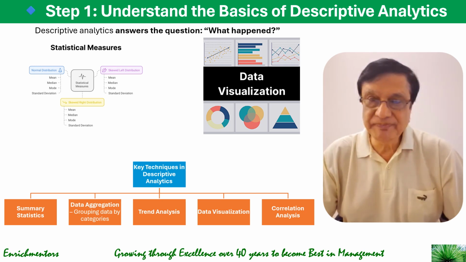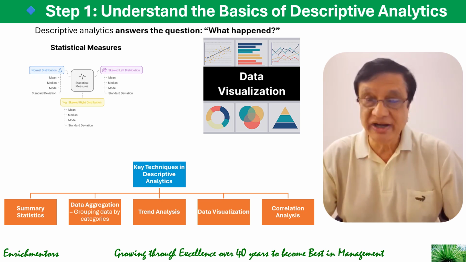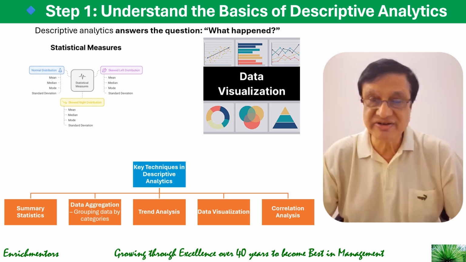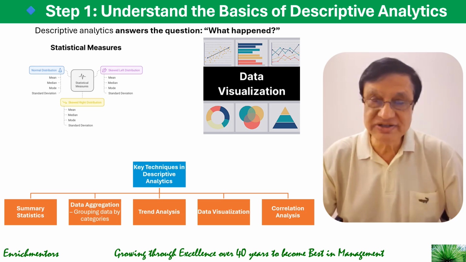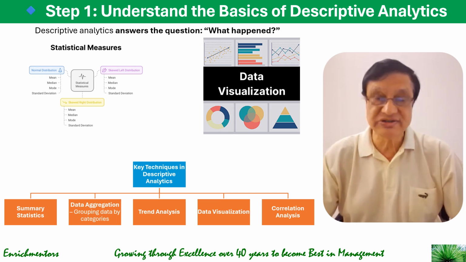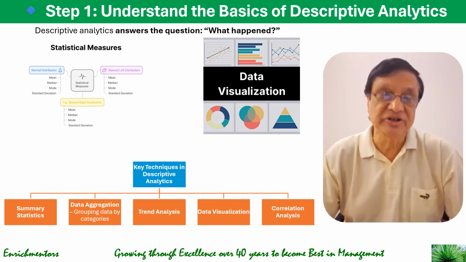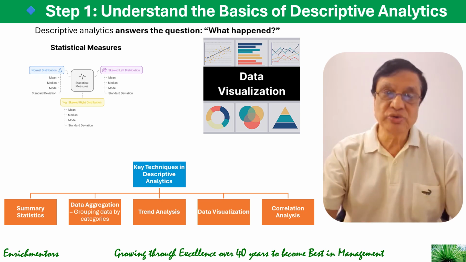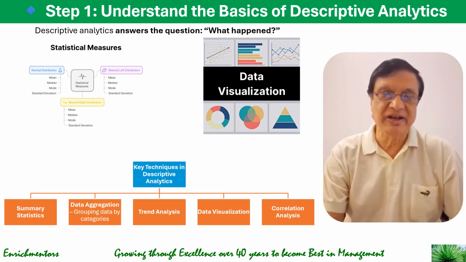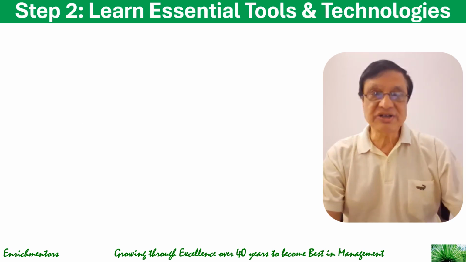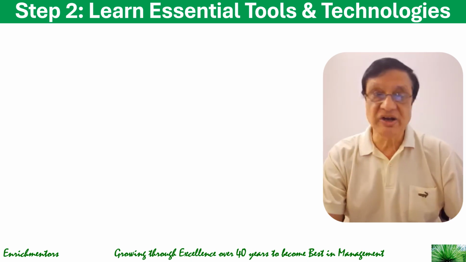As an example, a retail company will use descriptive analytics to analyze monthly sales trends and customer demographics to optimize product placement. Analyzing monthly sales trends and customer demographics is descriptive analytics, and optimizing product placement is another step. So, that's the first step in descriptive analysis, to understand the basics. The second thing you start doing is to learn the essential tools and technologies.